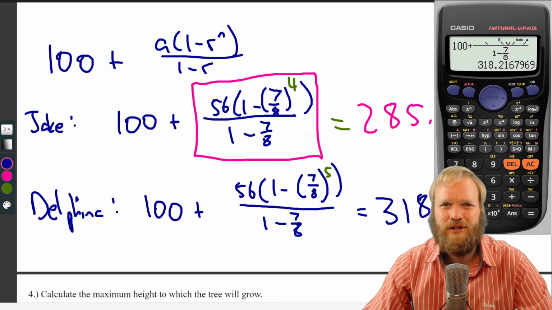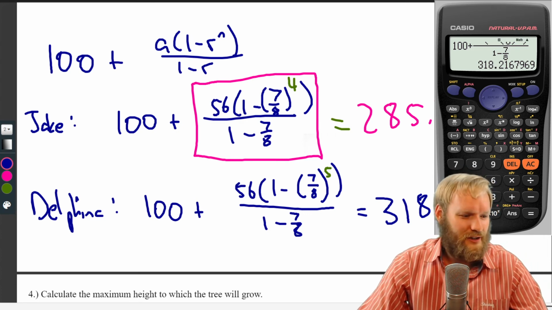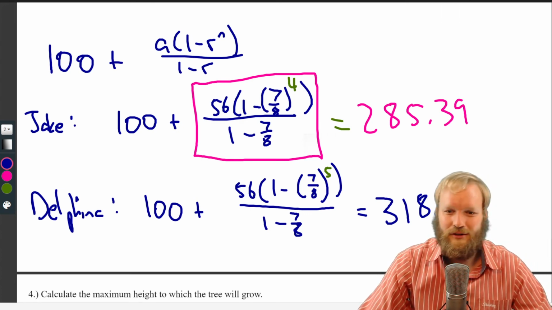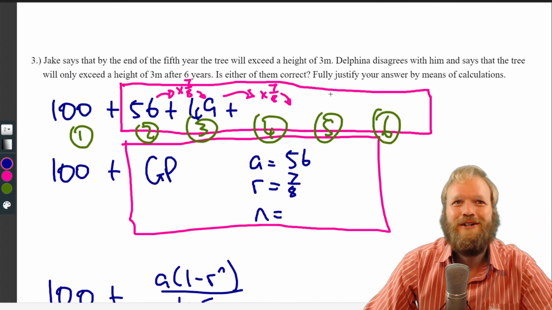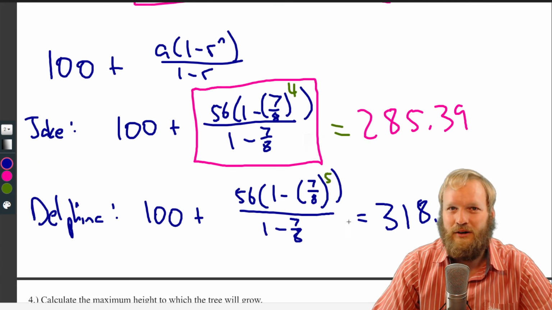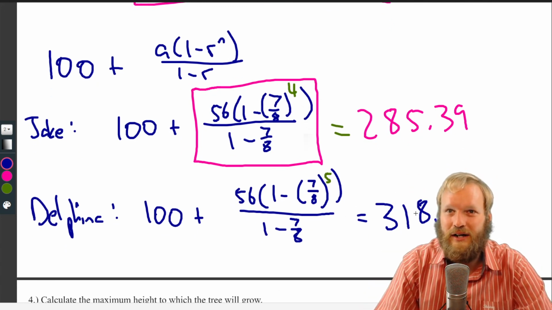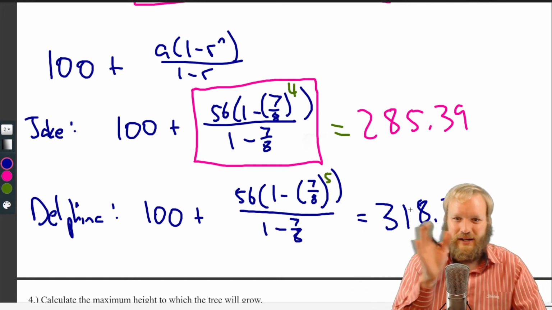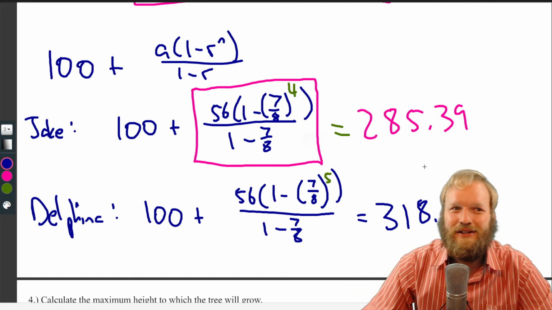318,22. Right, so was Delphina right? Nope, sorry, Delphina. 318,22. Oh, well, my head's in the way. But Delphina, you weren't right because you said that the tree will only exceed 3 meters after 6 years. Well, after 6 years, straight on after 6 years, it gets 318. So it must have been in that 6th year that it exceeded that height.